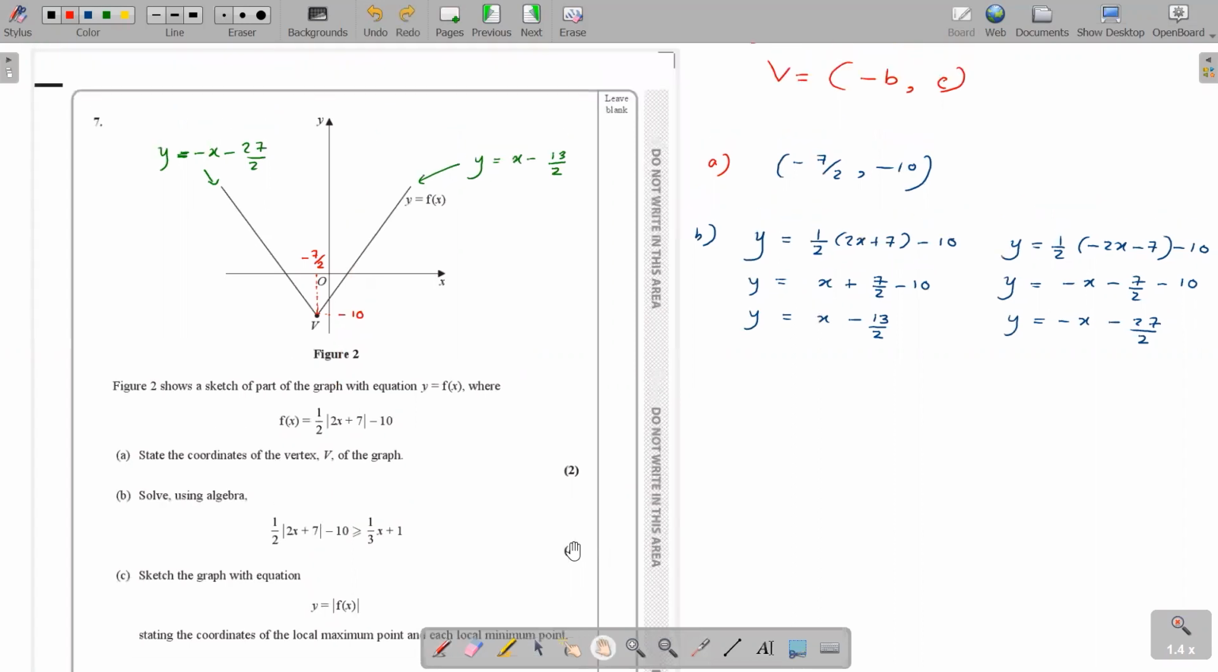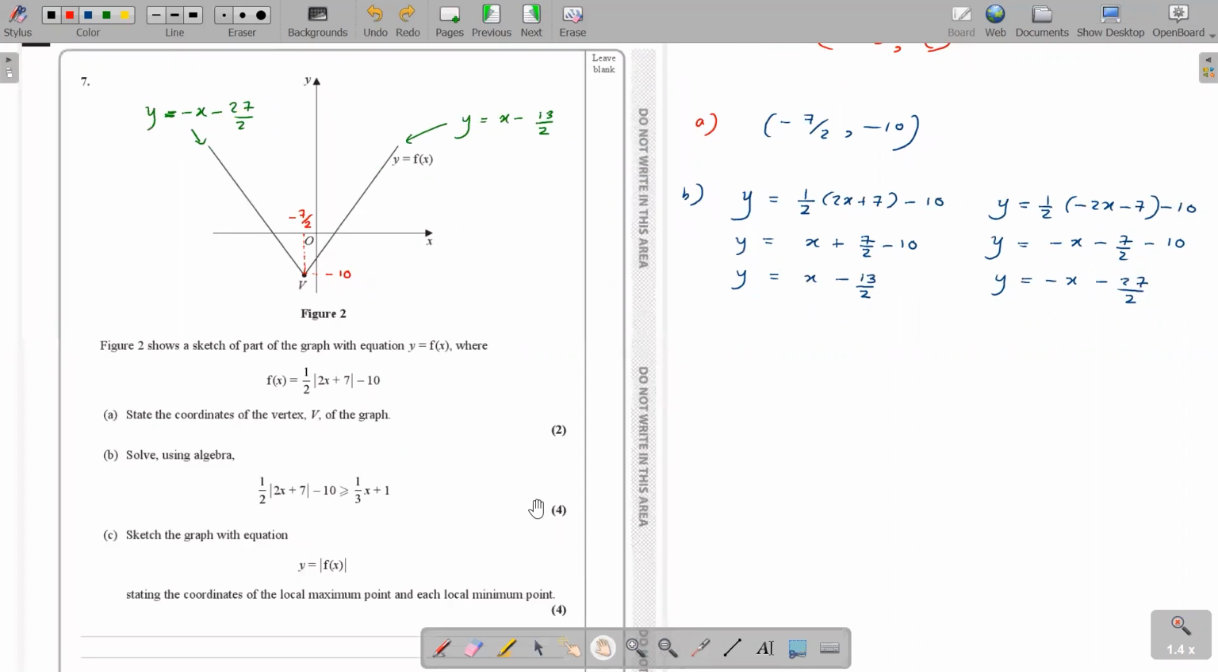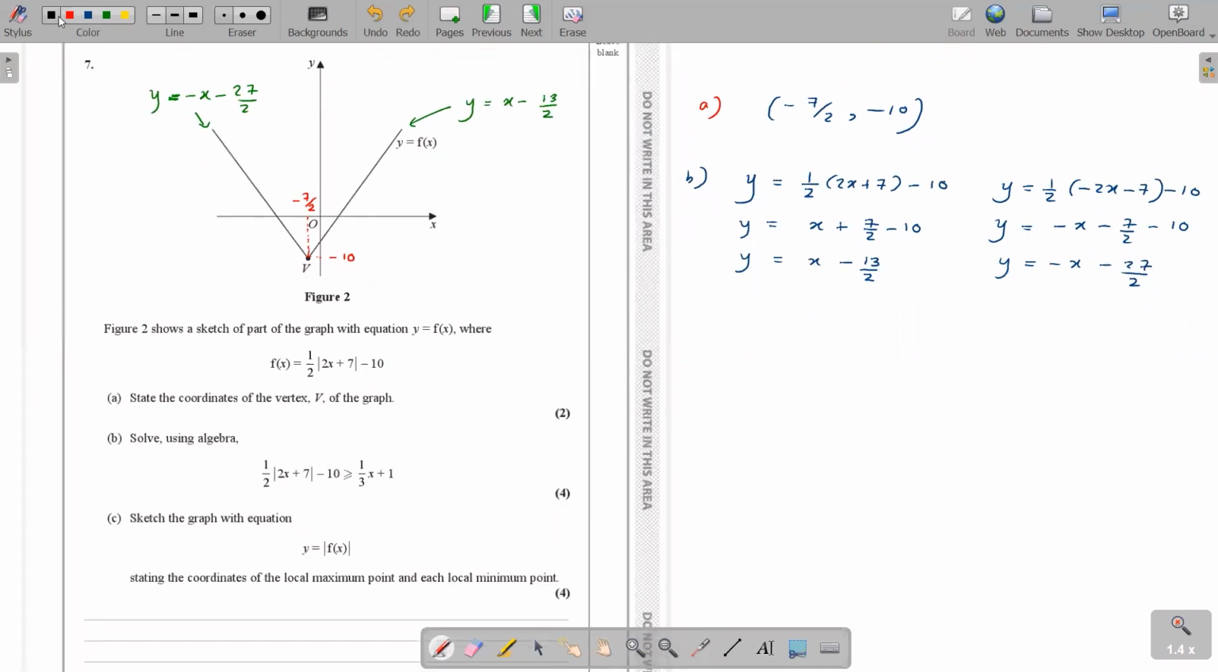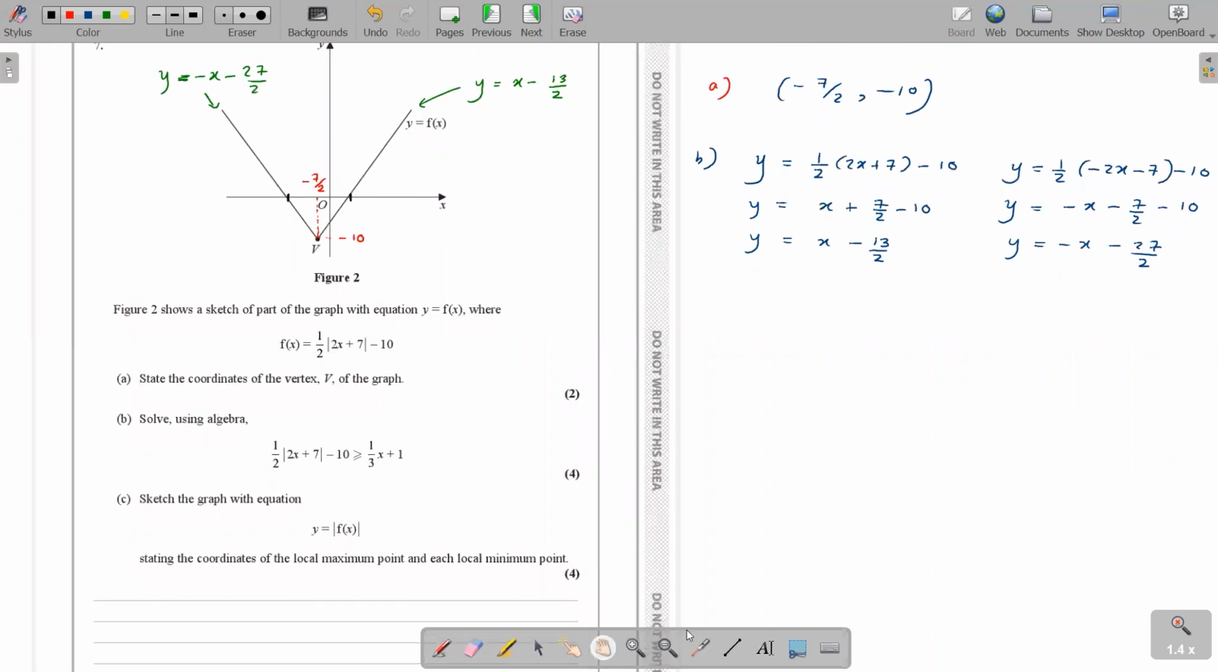So let me check on that. 1 over 3x plus 1. How do we sketch that graph quickly? Can I have these x values here? y equals minus x minus 27 over 2. What would I get for the x starting point? When y is 0, what's the x starting point? Okay, so I was asking the x value here, right?